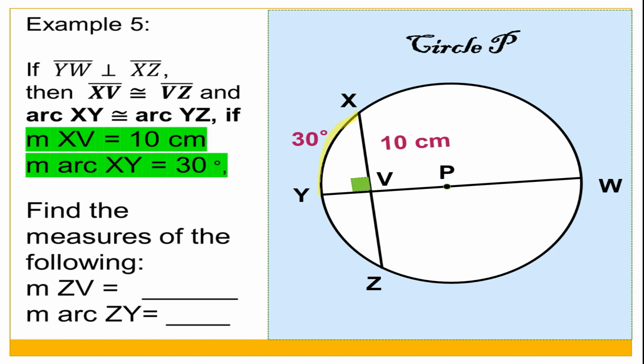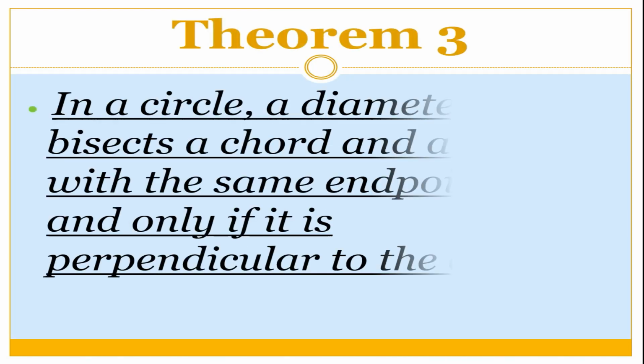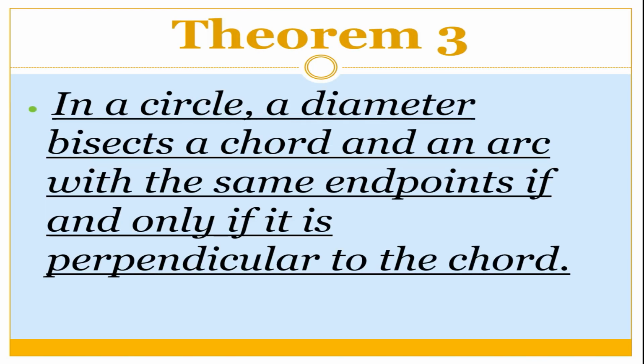What will be the measure of line segment CV? And that will be 10 centimeters, because line segment XV and line segment CV are congruent. Then, what is the measure of arc CY? The measure of arc CY is also 30 degrees. Because, according to theorem number 3, in a circle, a diameter bisects a chord and an arc with the same endpoints if and only if it is perpendicular to the chord.